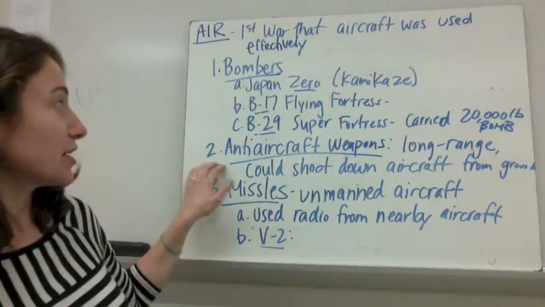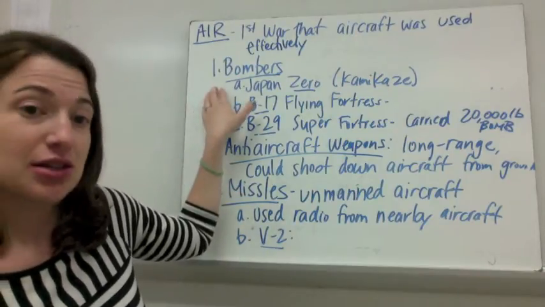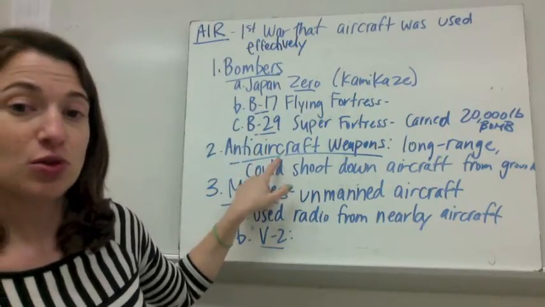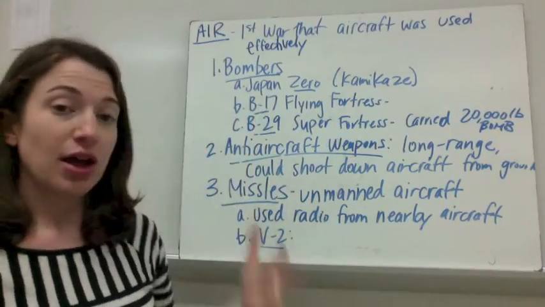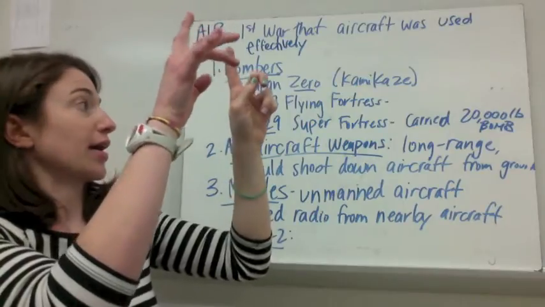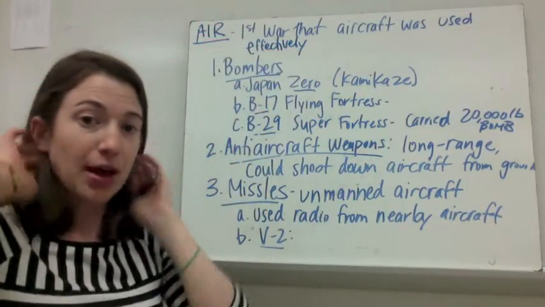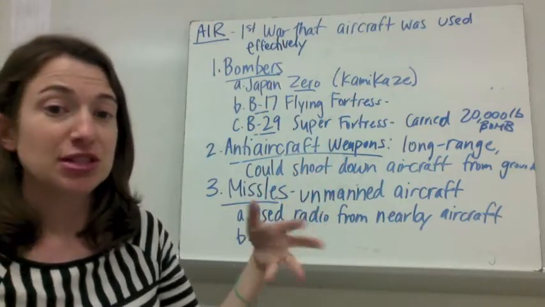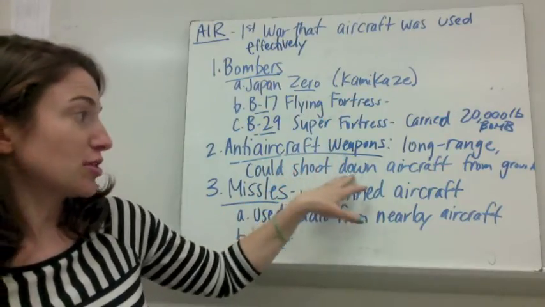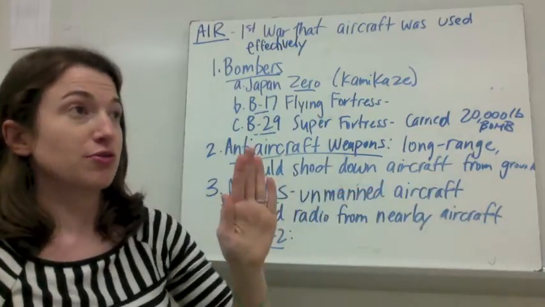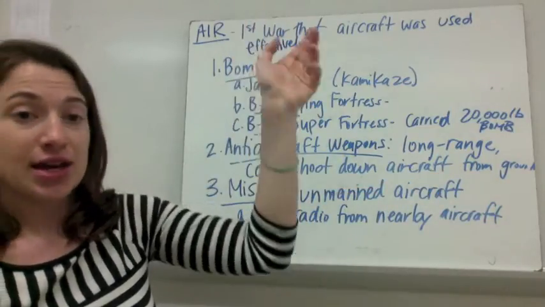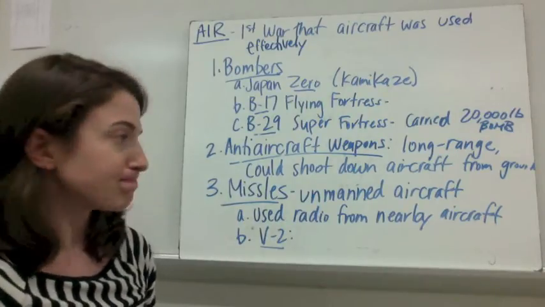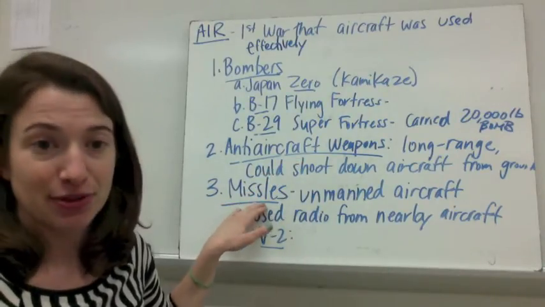All right, the next air weapon was actually used against these bombers. It's called anti-aircraft, so it's against aircraft. These are weapons that could be launched from the ground to the sky to hit the bombers coming by. It's long range, sometimes missiles, sometimes rockets, that could shoot down aircraft from the ground up to the sky and take out those bombers or other aircraft. Missiles are a type of those.